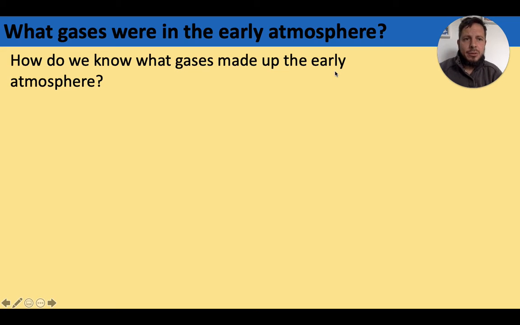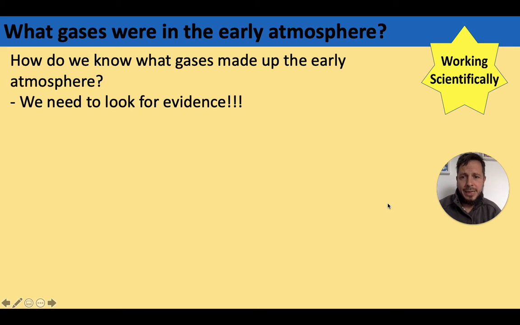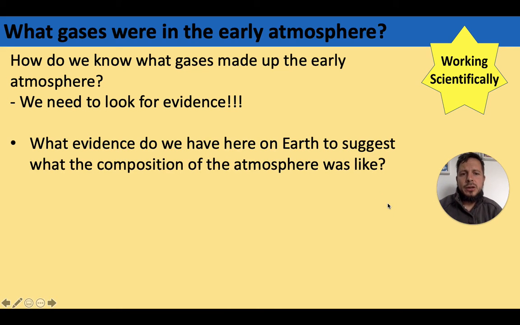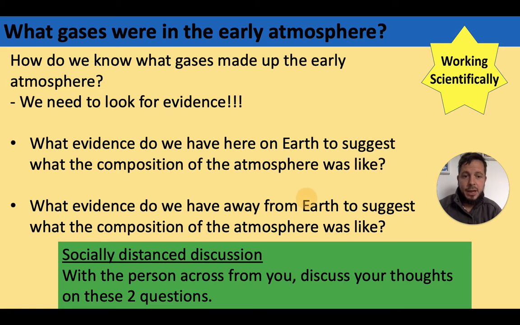But how do we know what those gases actually were? So how do we find this out? We need to look for some evidence, and we can look for evidence in two places. We could look for evidence on Earth, and we could also look for evidence further away from the Earth as well. If you were in school, I'd be asking you to have a discussion with the person next to you, but I want you to quickly jot down some notes as to where we could look for evidence for the origin of the atmosphere. Do this for me now, please.